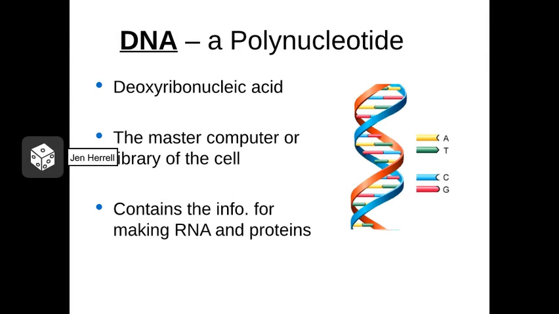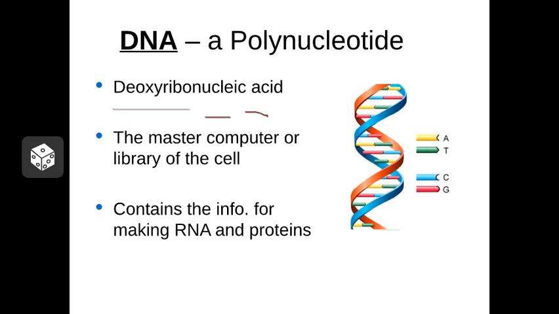So next let's talk about the big guys, the polynucleotides. Our first and most important polynucleotide is DNA. DNA stands for deoxyribonucleic acid. Yes, you do need to know what DNA stands for for testing purposes. So what does the deoxyribo refer to? Well, you remember that refers to the type of sugar you find in the nucleotides. And nucleic acid just refers to the group in which it's classified.